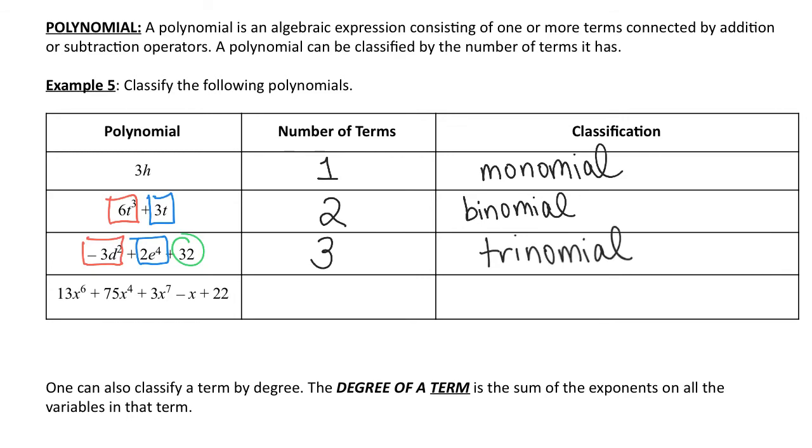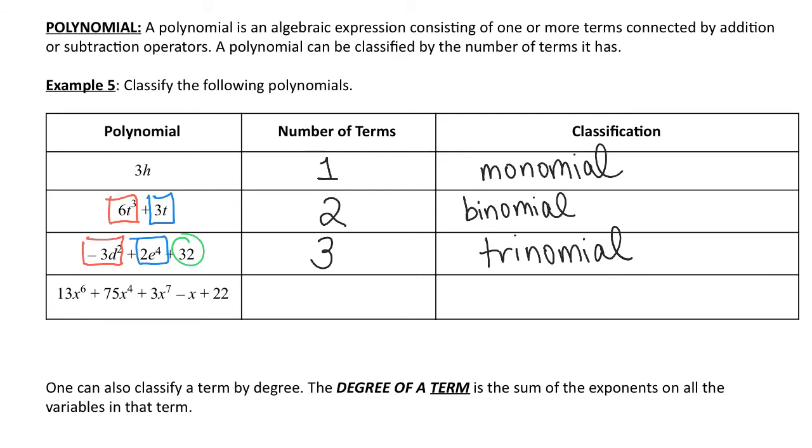All right, and the Latin prefix tri represents 3. So you can also see that being used in the word triangle. The triangle has 3 sides. Or you could think of a tricycle, which is a small bike that only has 3 wheels. So tri means 3. Trinomial has 3 terms.